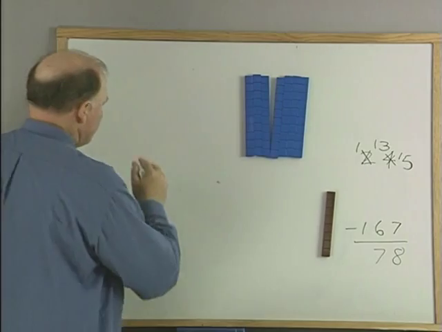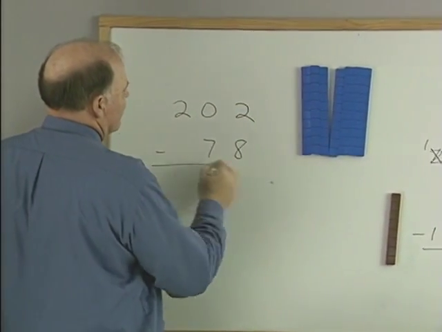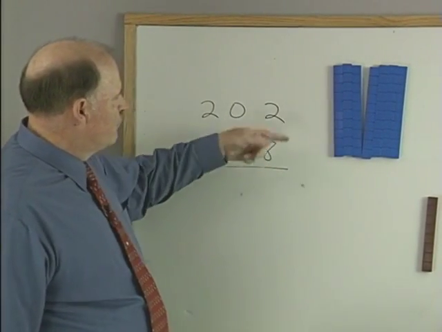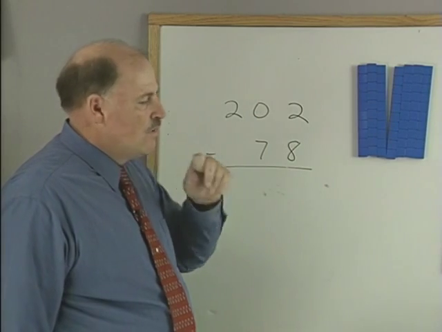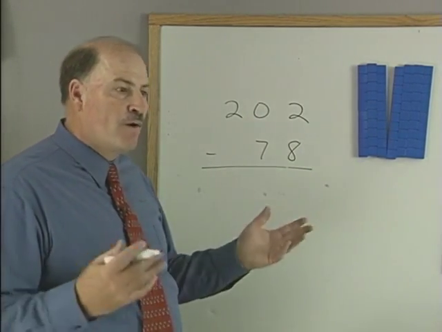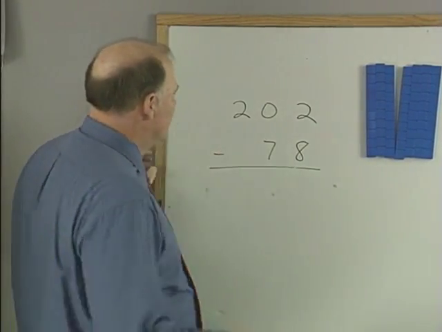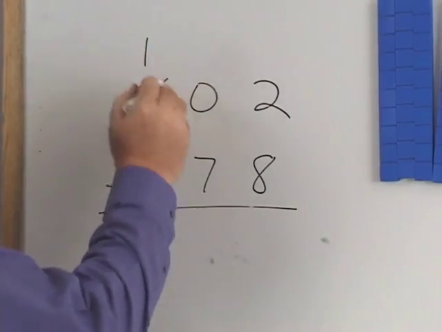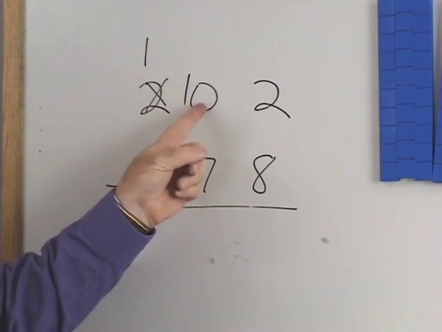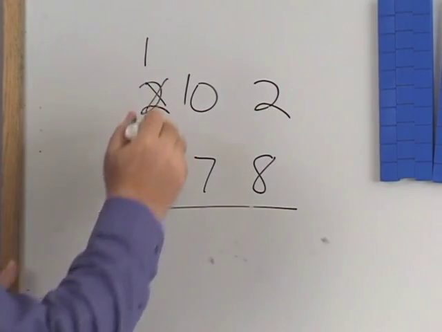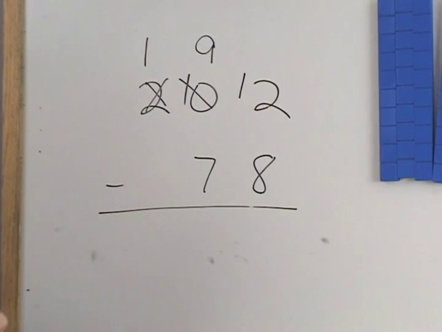202 minus 78. Can I take 8 from 2? No. What am I going to do? Borrow from the 0. How can I borrow from a 0? You can't. Borrow from the 100. So let's take this 100 and make this 10 10s. Can we do that? Now can we borrow one from here to go over here? Yes. So this will become 9 10s, and then we have 12 units.